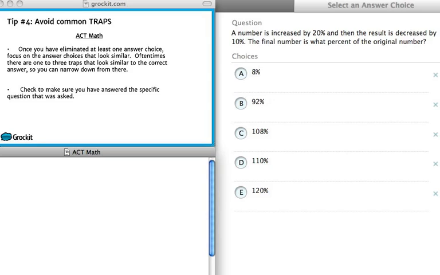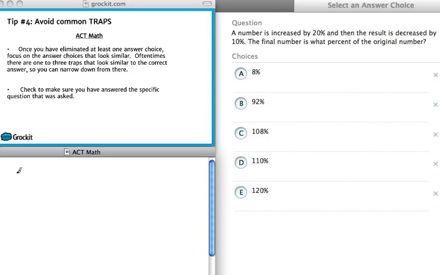The question says, a number is increased by 20%, and then the result is decreased by 10%. The final number is what percent of the original number? Now this contains a trap. If you were to just add 20 and then subtract 10, you'd get answer choice D. And that's where a lot of students get stuck. By picking numbers, you actually avoid that trap.